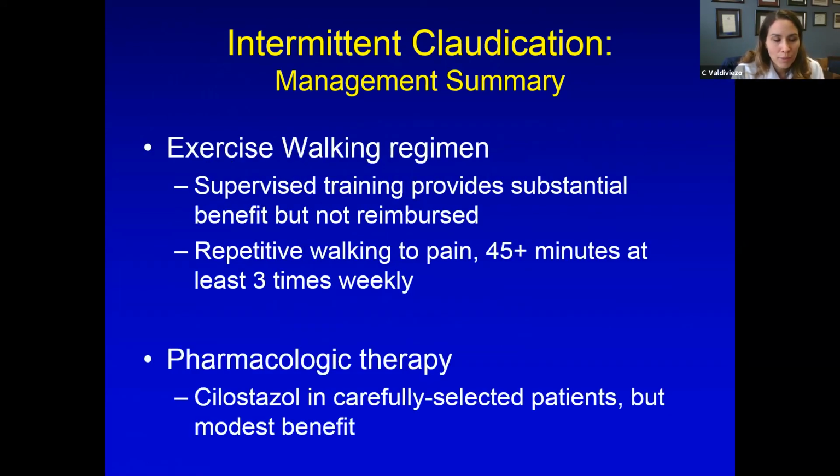We do need to recommend exercise walking programs or regimens to our patients, ideally supervised training if possible, which provides substantial benefit, but it's not reimbursed, so patients may not be able to attain it. But if not, they can do home exercise programs that involve repetitive walking to pain, with intermittent resting periods, 45 minutes a day on at least 3 days per week. And pharmacological therapy can also include cilostazol in carefully selected patients, but it has shown modest benefits. Really, the mainstay is still aspirin, Plavix, and low-dose rivaroxaban.